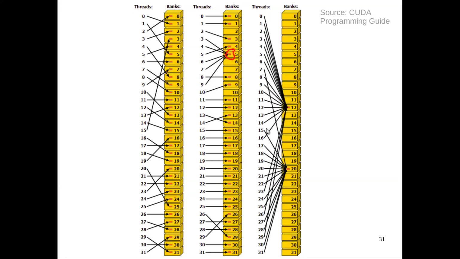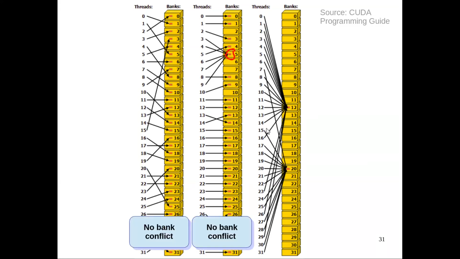If there are threads which are accessing the same bank, but they are accessing the same word, then that is an exception, and it is not a bank conflict. So actually, in none of these cases is there any bank conflict, right? So Varun is correct.